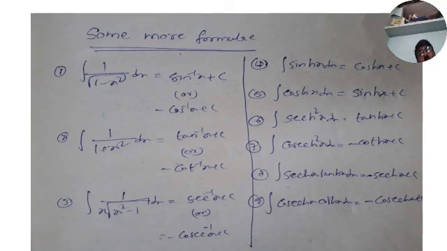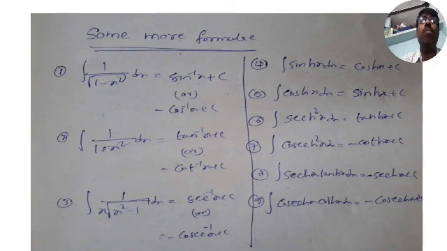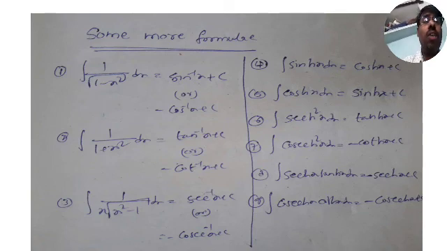Some more formulae. What is that? You see, the derivative of sine inverse x. What is the derivative of sine inverse x? 1 by square root of 1 minus x square. Therefore, integration of 1 by square root of 1 minus x square dx is sine inverse x plus c or minus cos inverse x plus c. Second formula, derivative of tan inverse x is 1 by 1 plus x square. Therefore, integration of 1 by 1 plus x square dx is tan inverse x plus c, or minus cot inverse x plus c. Integration of 1 by x into square root of x square minus 1 dx is sec inverse x plus c or minus cosec inverse x plus c.